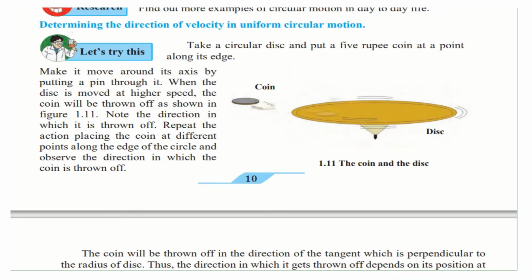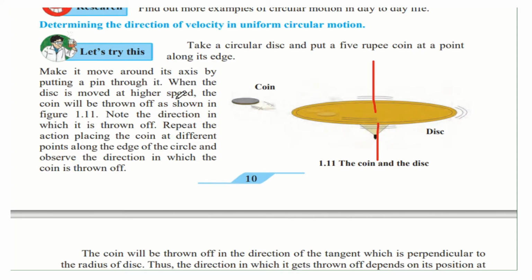The next topic is determining the direction of velocity in uniform circular motion. Let's try this. Take a circular disc. A disc is a round object like a plate, and put a 5 rupee coin at a point along its edge, that is, at the end of the plate. Make it move around its axis. Axis is a perpendicular line passing through the center, by putting a pin through it. So they've put a pin at the axis.